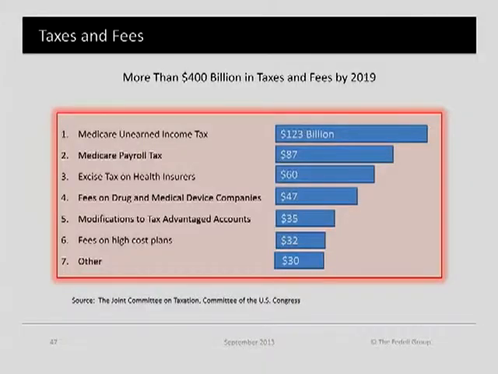As John mentioned, we're going to focus on the revenue generation side of the Affordable Care Act. As you can see on the slide, nice bar graph we put together. More than $400 billion in new taxes and fees are expected to be collected between now and 2019 to help pay for the health care legislation.